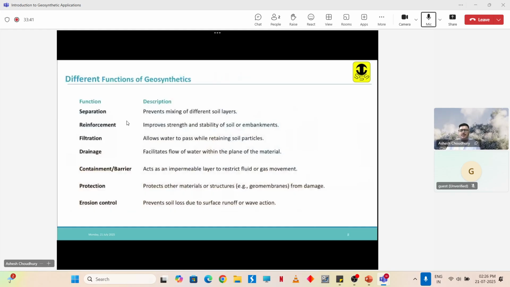Now, as I said, there are various functions of it. I have listed out the functions. I will give you 1 minute to go through these different functions and descriptions by yourselves first. Then I will discuss them.